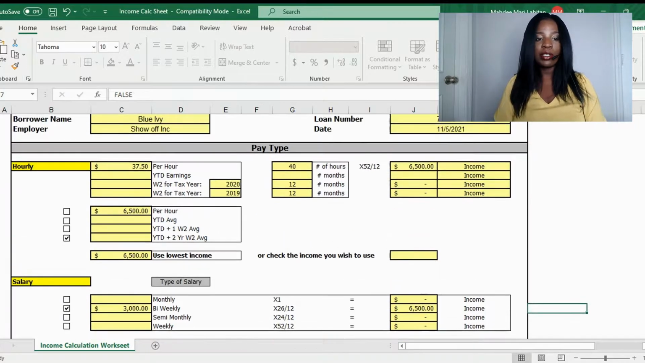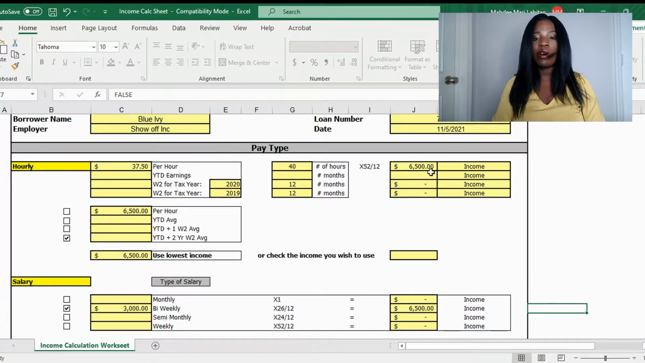Now, the other option is to utilize this hourly section. So if we know that our borrower makes $37.50 per hour and they work 40 hours per week, we can plug this information in here, and it would be the 6,500.